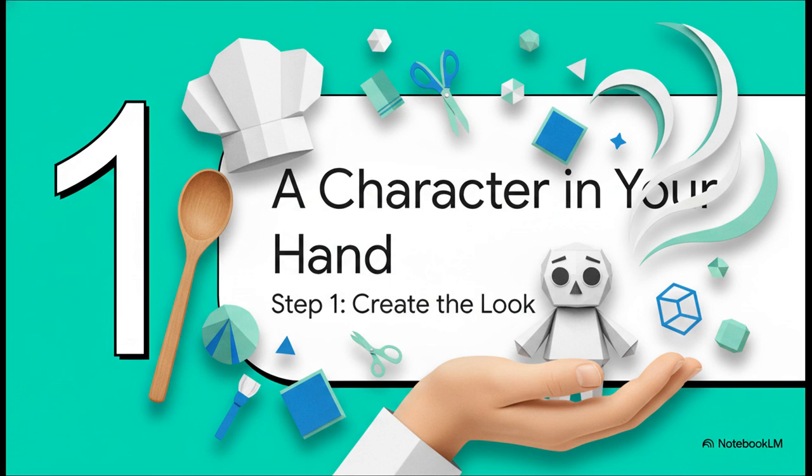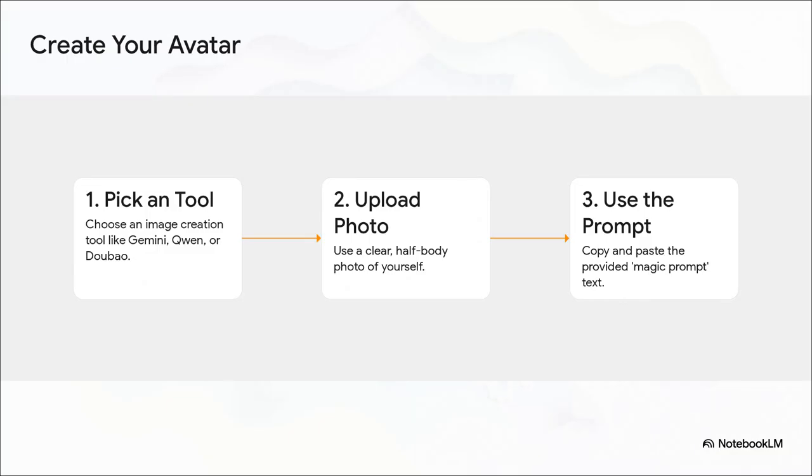The very first ingredient in our recipe is all about getting the look right. We're going to turn your photo into a static 3D character that looks like it could sit right in the palm of your hand. This first step breaks down into 3 little actions. First, you just pick an image tool. Then, you upload a photo of yourself. And finally, you use what I like to call the magic prompt, which is basically our secret sauce.